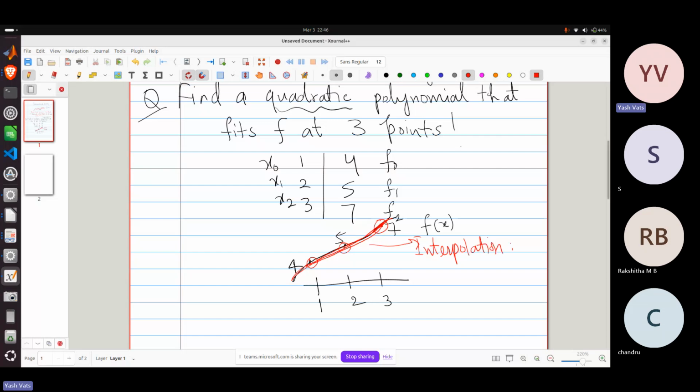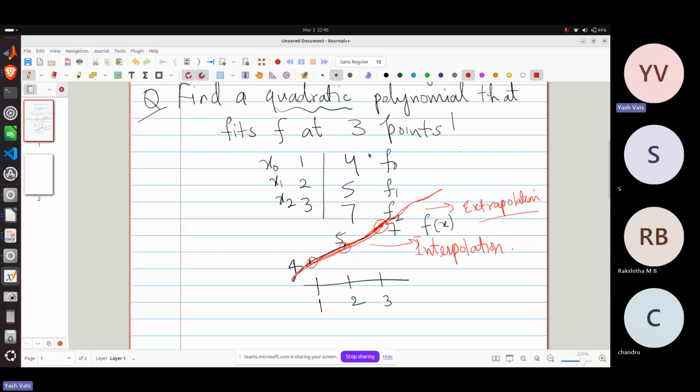Okay. So if you move out, if you want to extend these curves further ahead without knowing the value of the function after these points, then it is called extrapolation in this case. Okay, just mind this difference.